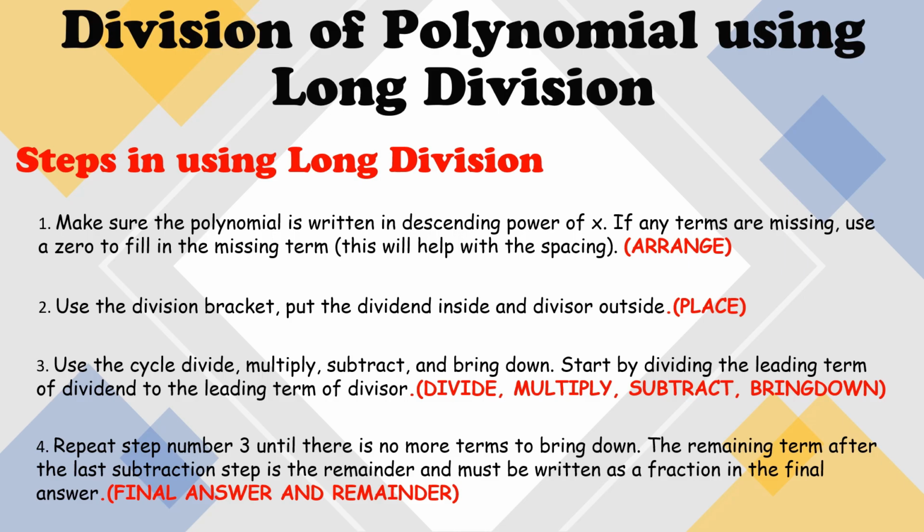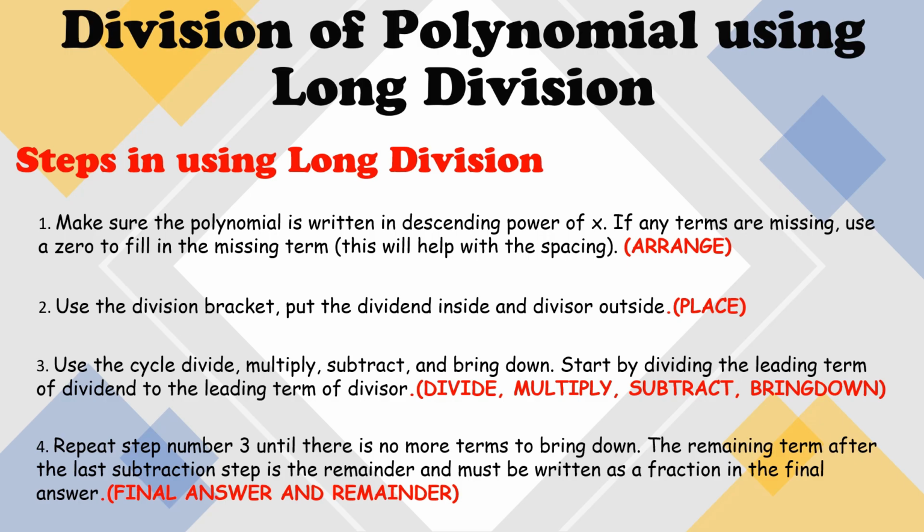To make it easier to remember how to divide polynomial using long division, here are the steps on using the long division. So step 1, make sure that the polynomial is written in descending power of x. If any term are missing, use a 0 to fill the missing term. So this will help you in spacing on your polynomials. So to make it short, we're going to use the word arrange.